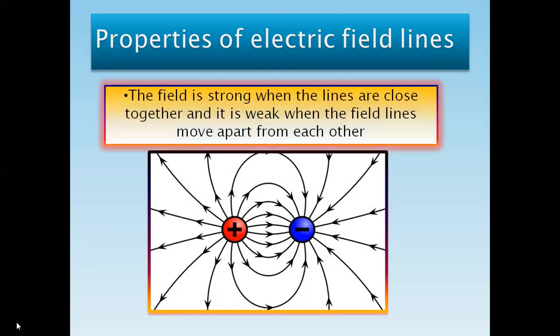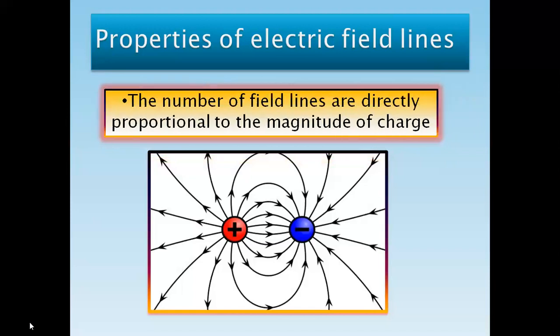And next one is the field is strong when the lines are close together, and it is weak when the field lines move apart from each other. From that figure, it's very clear. Near the positive and negative charge, a number of lines are there, so the field strength is much greater than in the space away from that.